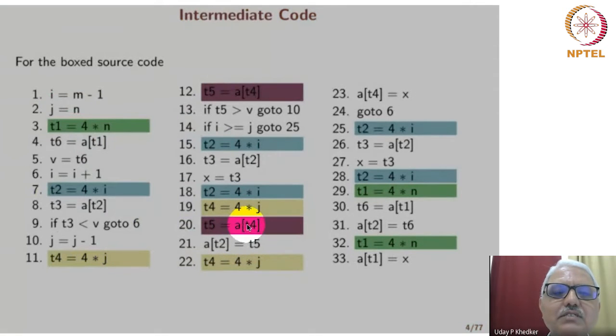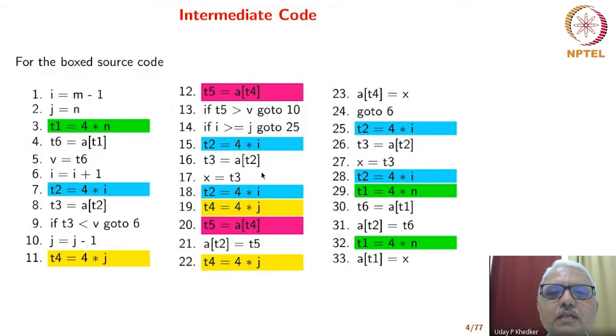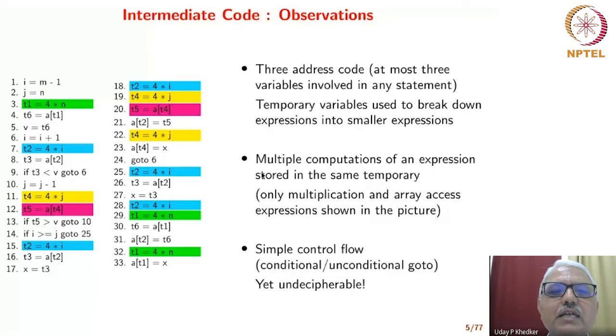Then we have this pink color, which represents dereference of the array with T4 everywhere. We have T5 is equal to T4. The reason why we have done so is that we're just trying to show that multiple computations of an expression are stored in the same temporary. There are multiple occurrences of the same expression, and we are storing them in the same temporary.